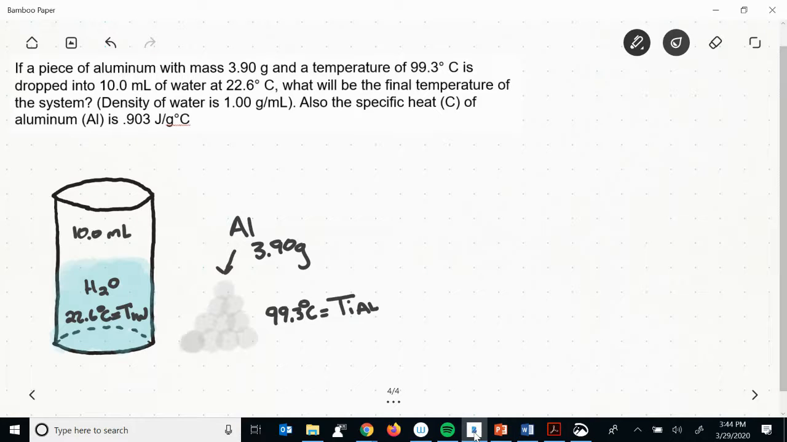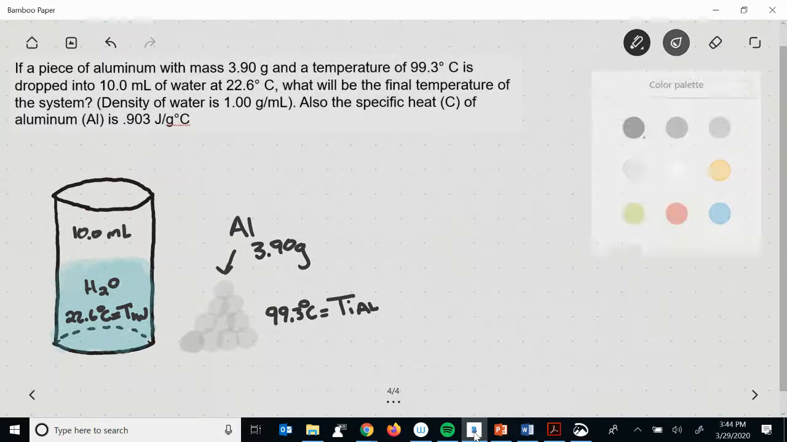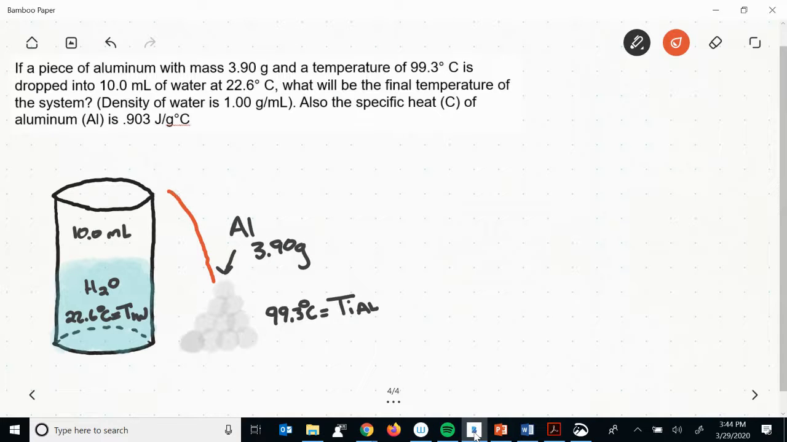And essentially, what's taking place in this problem is that we're being asked to take all of that aluminum metal and transfer it into the water. And we're supposed to figure out what's the final temperature going to be after we do that. And there are a couple of things to note in this particular problem.